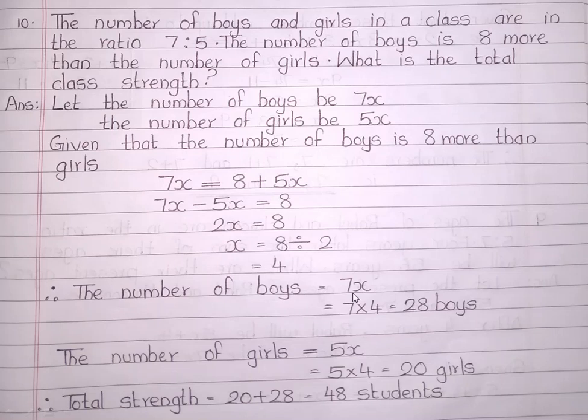The number of boys is 7x. So 7 into 4, 28 boys. The number of girls is 5x. 5 into 4, 20 girls. Your question is, what is the total class strength? Total class strength is number of boys plus number of girls. That is 48 students. Hope you understood it clearly.